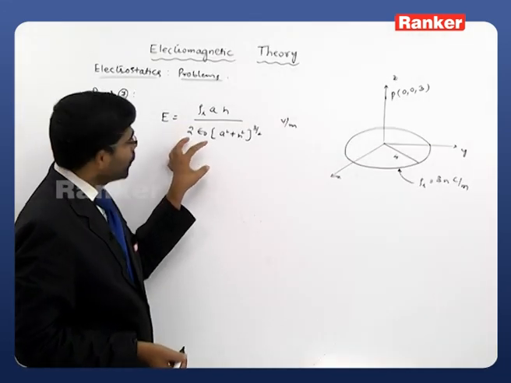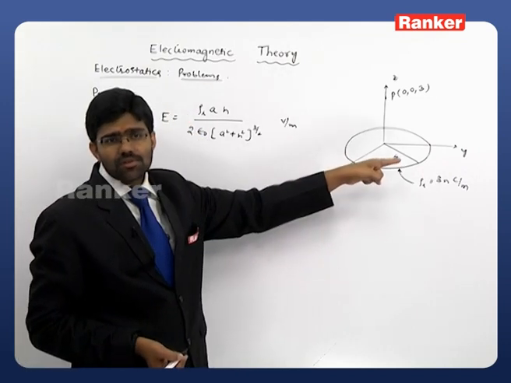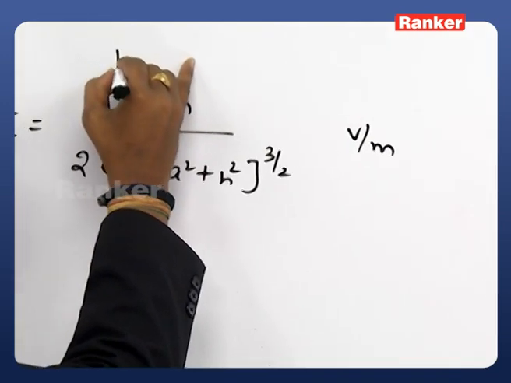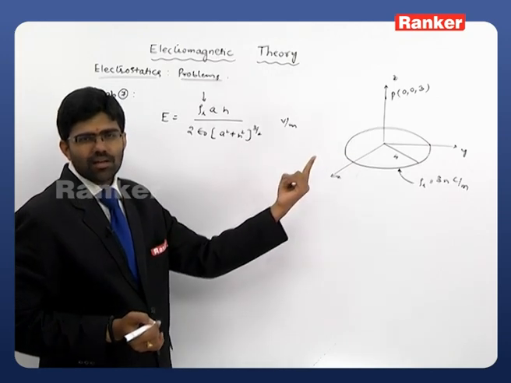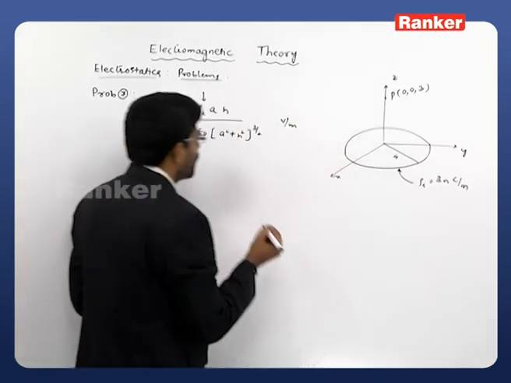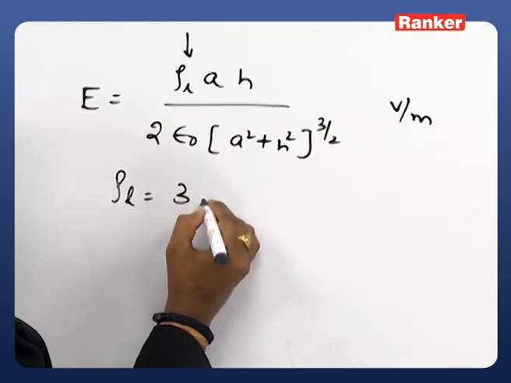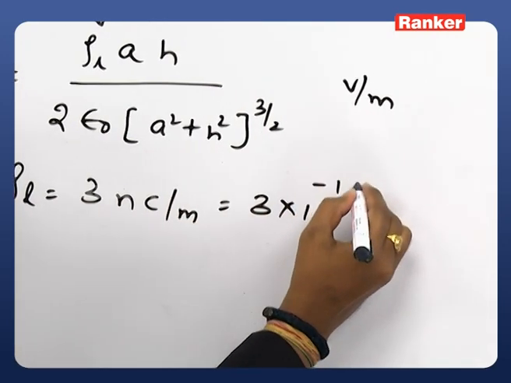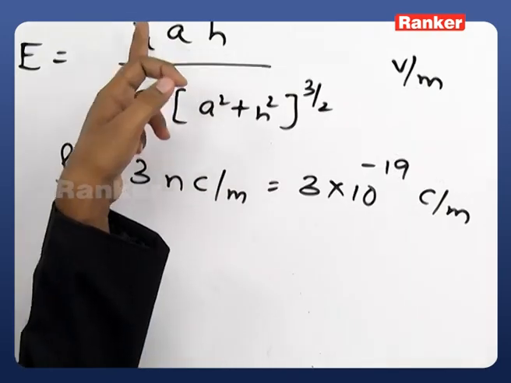Now we have to obtain all the parameters included in this formula from the figure. So the figure is given like this. Now observe, what is rho L here? The rho L is nothing but the line charge density along the ring we have considered. The line charge density is given as 3 nanocoulomb per meter, so rho L equals 3 into 10 power minus 9 coulomb per meter. So instead of rho L, we substitute this.